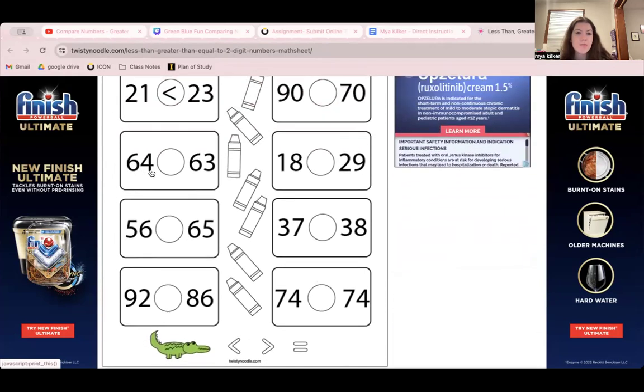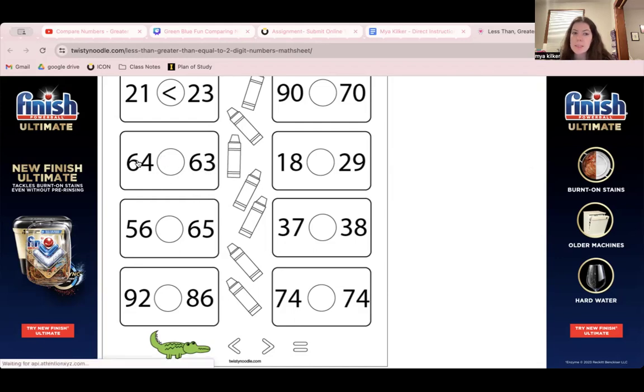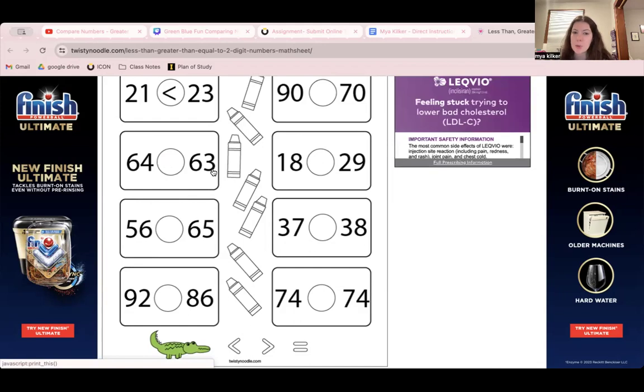But we're going to do 64 and 63. 6 and 6 is the same, but 4 is bigger than 3. So 64 gets eaten, which means 64 is greater than 63.